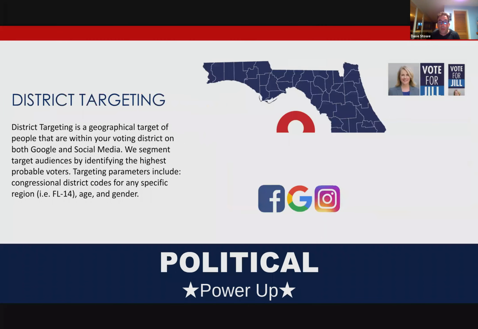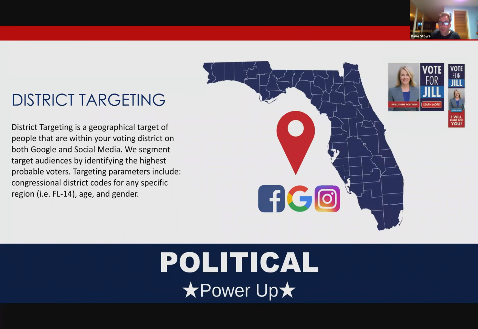Now, the great part about some of these digital services is that they have district targeting. It's a geographical target of people within your voting district on both Google and social media. You can segment those audiences by identifying the highest probable voters. Targeting parameters include congressional district codes for any specific region, age, and gender.